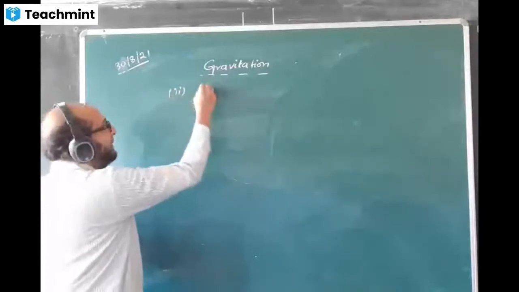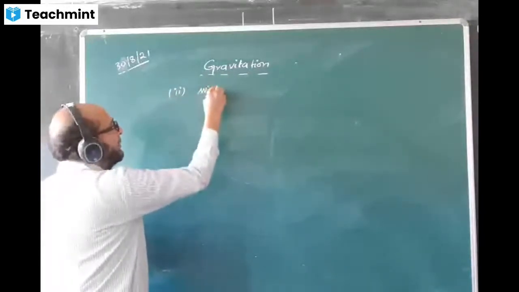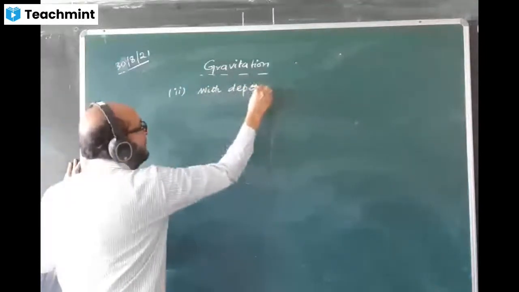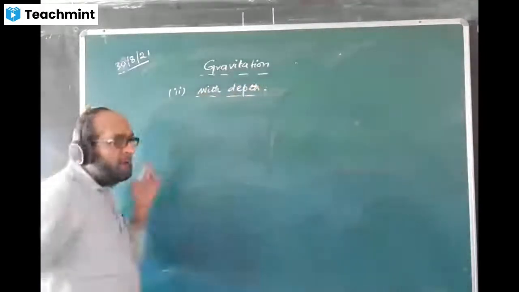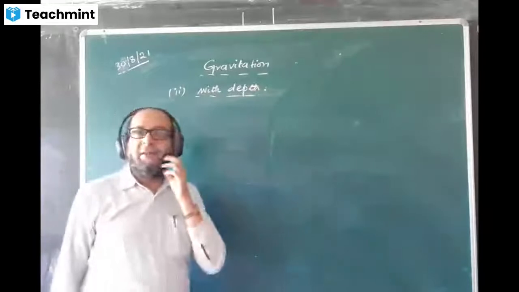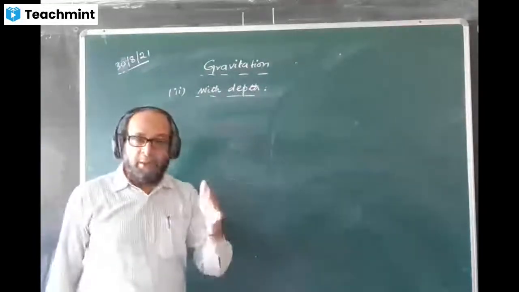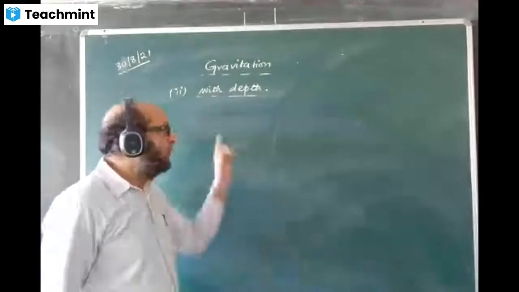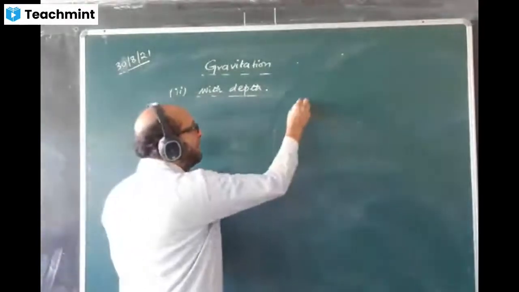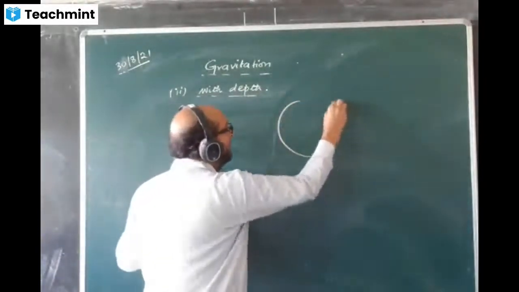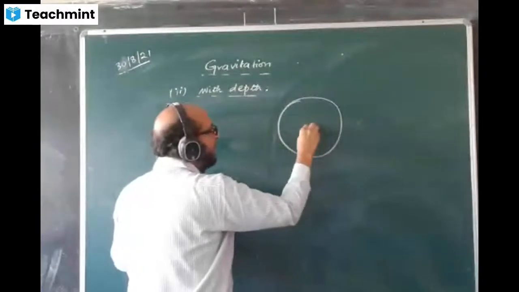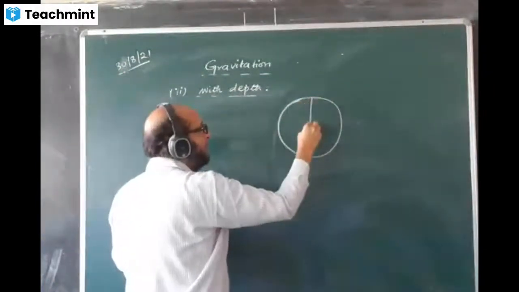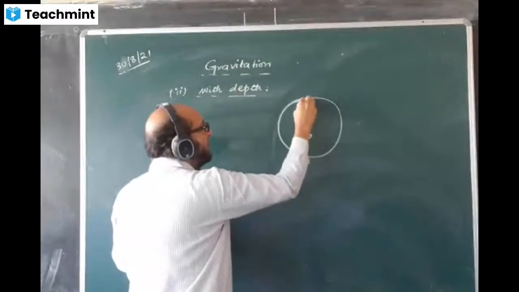Okay. Now, the variation of g with depth. With depth, the value of g changes. It's below the surface of the earth, not above the surface, but below the surface of the earth. For this again, we draw the diagram. The center of the earth is here. This is the radius, total, this is R.